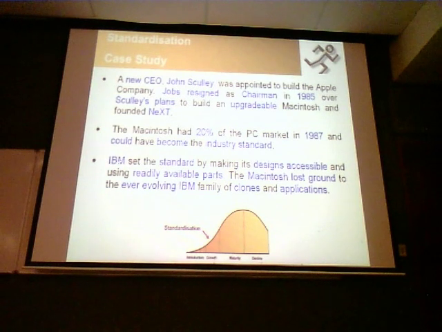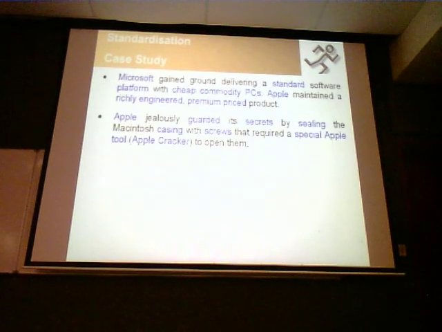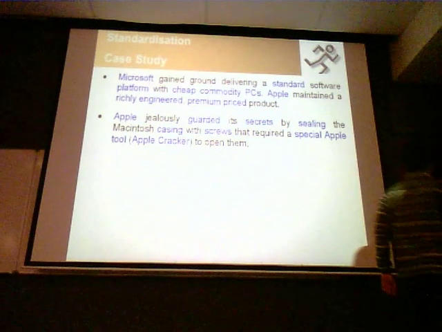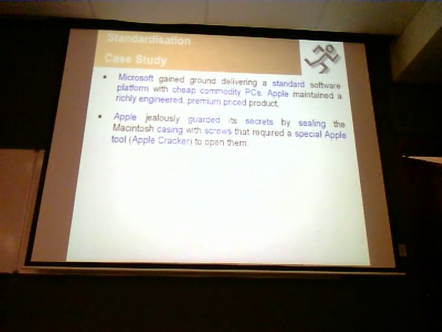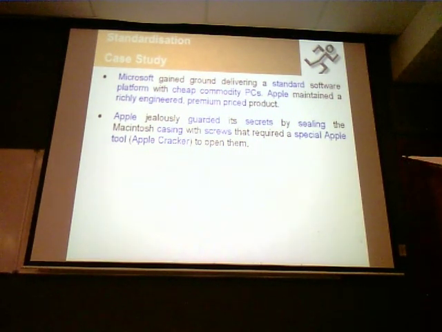What happened was IBM set the standard. They made all of their designs accessible to the IBM clone manufacturers, the ones in Singapore and Taiwan, and they also made their applications very easy to be created and inputted through the IBM PC. So that was continually evolving, and IBM set the industry standard. Macintosh then lost, Microsoft then gained ground. They set the standard. They turned PCs into a commodity.